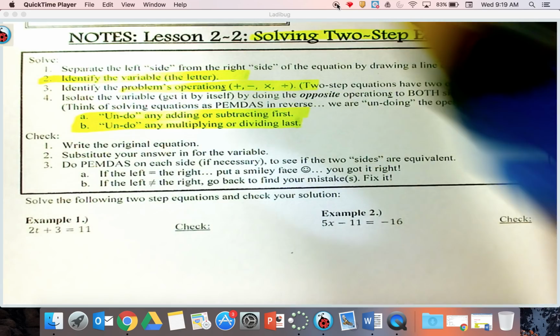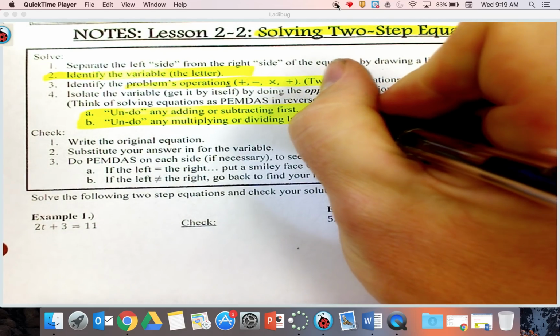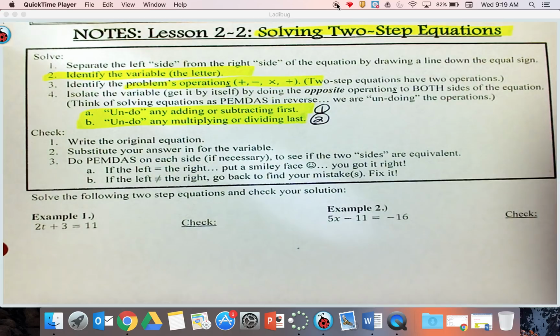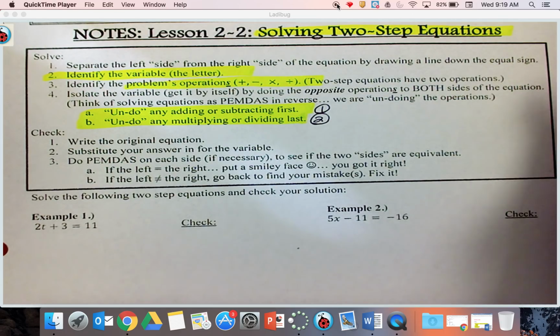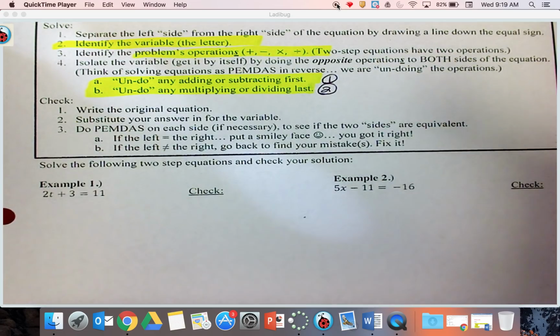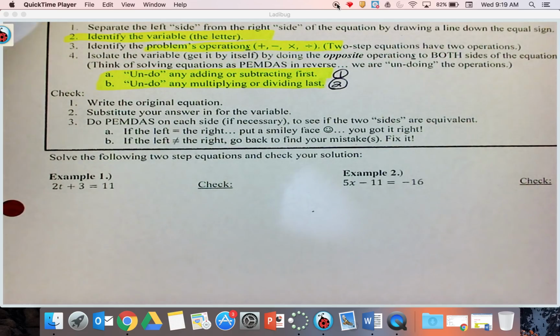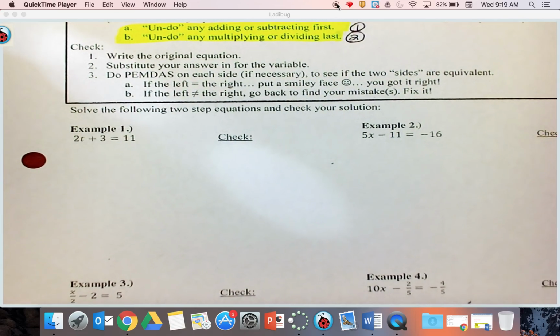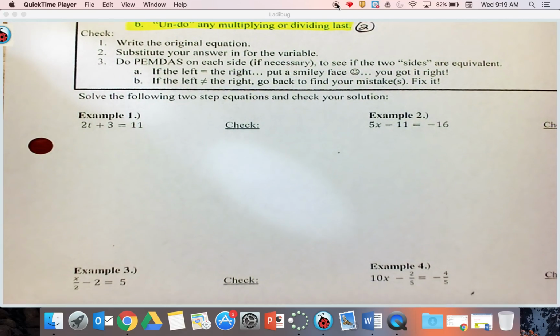And then last but not least, our second step will be multiplying or dividing. So we have two steps that we do. Our first step will be this one. Our second step will be to undo any multiplying and dividing. And I'm going to show you how to use an organizer to help you find these things as you go forward, so you can show your work. There are a couple of examples here that I want to do with you so you can see how we process these.